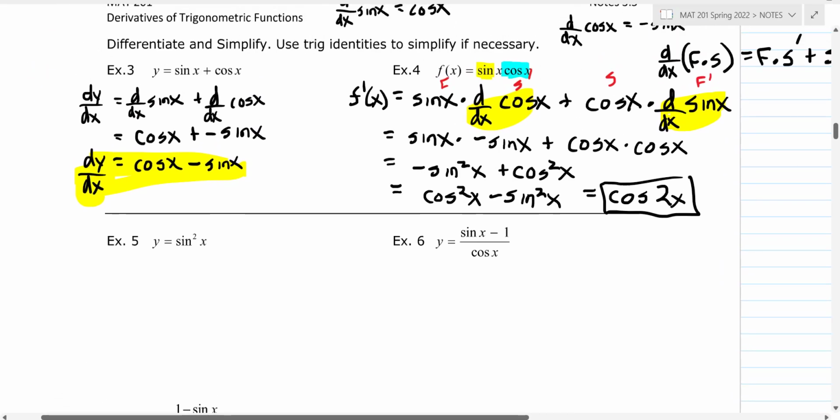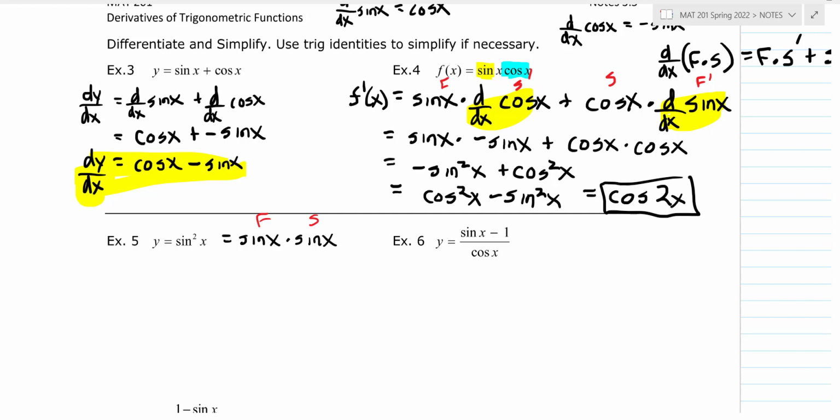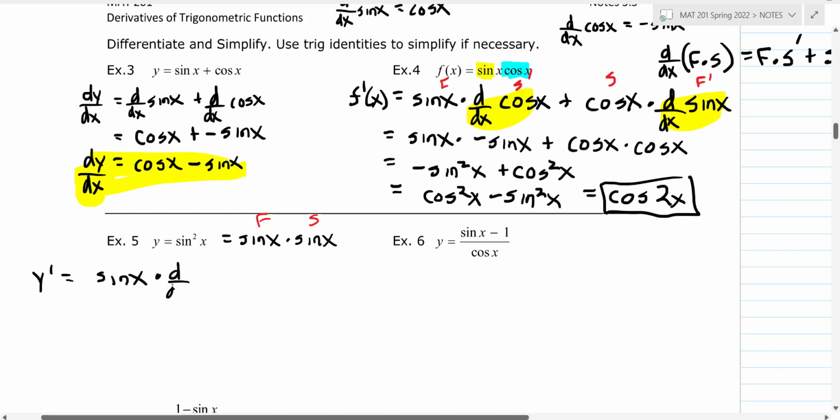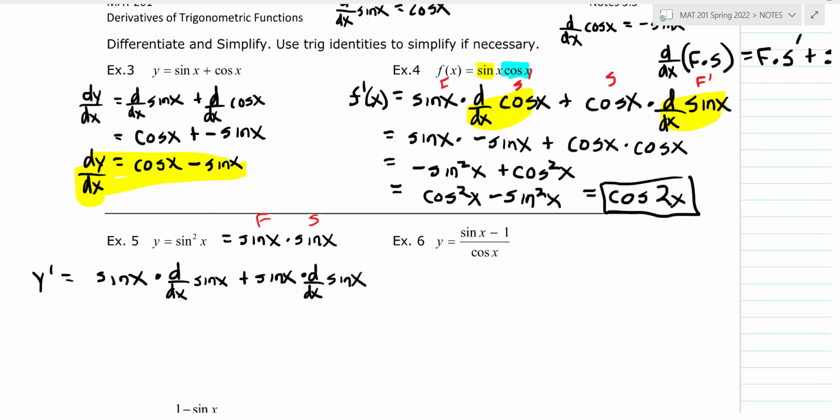Okay, so that takes us through the first two. Now this one, we haven't learned what's called the chain rule yet, so I'm just going to write this as sine x times sine x. And again, I'm going to have to use the product rule on this. So when I get my derivative y prime, again, I do the first, I multiply by the derivative of the second, plus the second, multiplied by the derivative of the first. Can't go wrong on that one. So we got first, derivative of second, second, derivative of first.